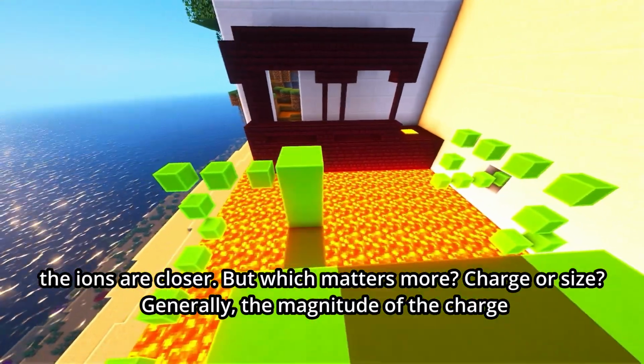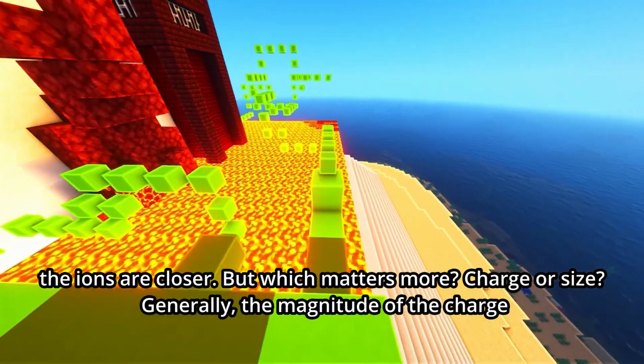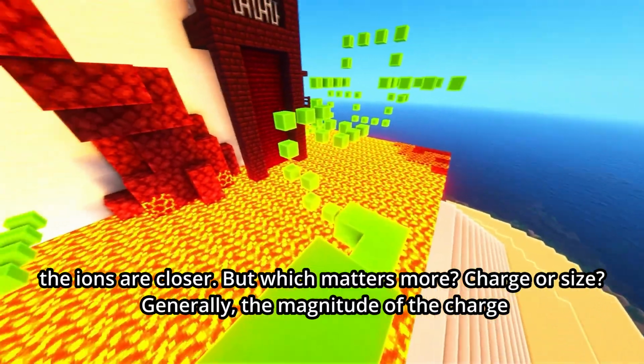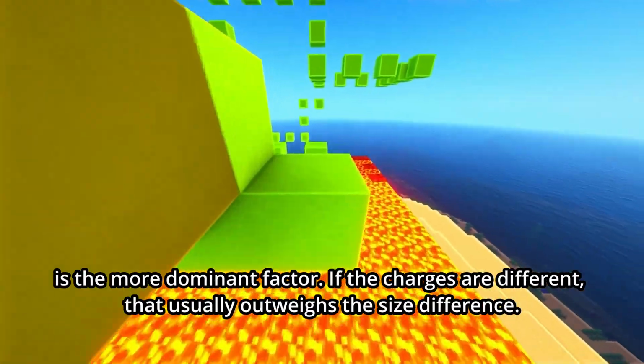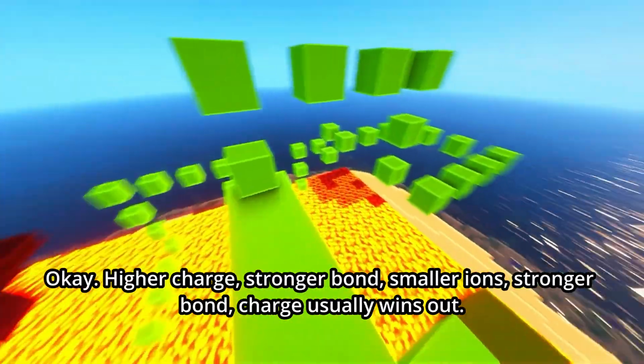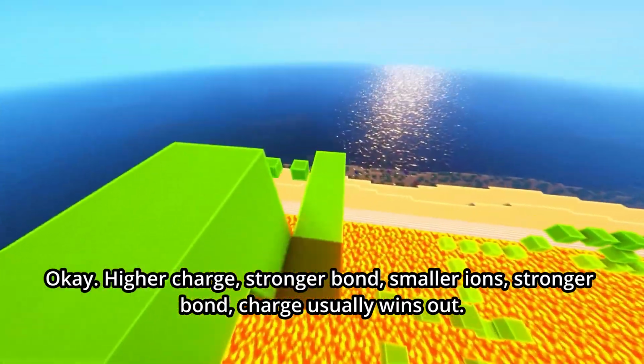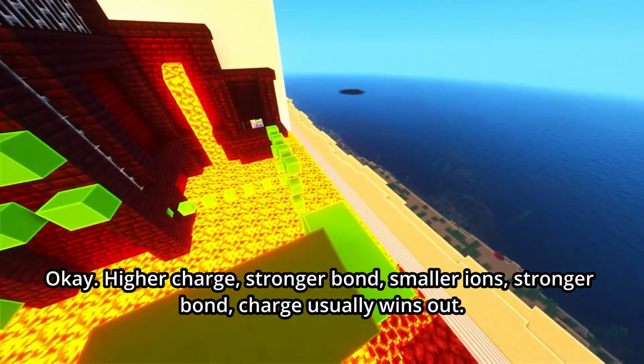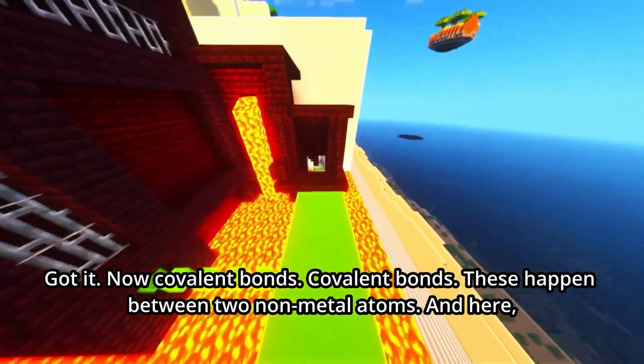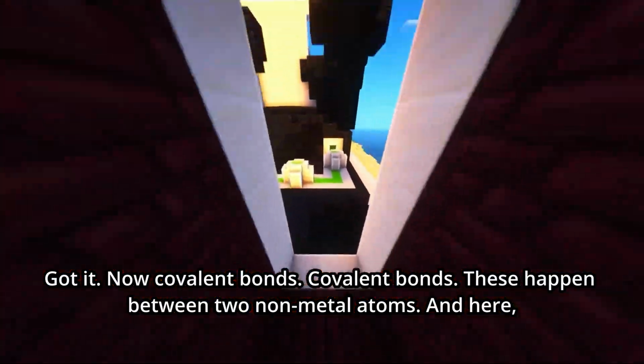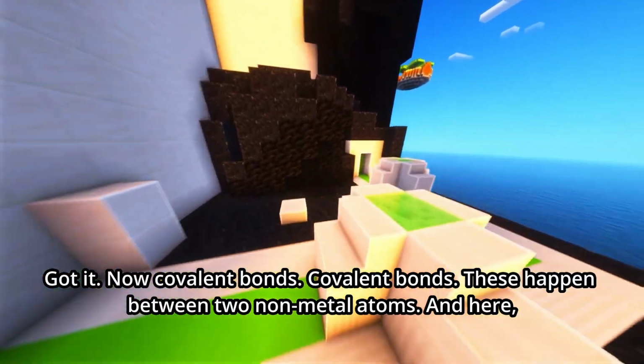But which matters more, charge or size? Generally, the magnitude of the charge is the more dominant factor. If the charges are different, that usually outweighs the size difference. Okay, higher charge, stronger bond, smaller ions, stronger bond. Charge usually wins out. Got it. Now, covalent bonds. Covalent bonds. These happen between two nonmetal atoms.